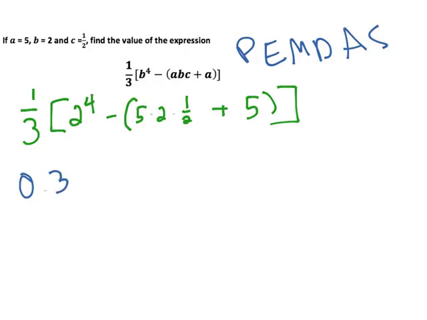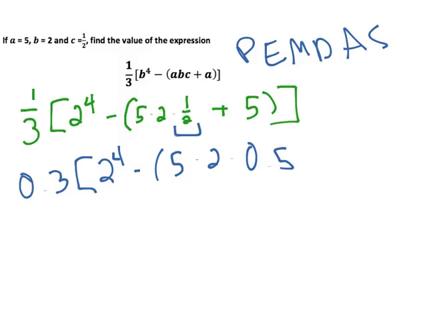And let's simplify this. This is going to be 0.3. We're going to turn that fraction into a decimal. And then you're going to write 2 to the 4th minus 5.5 times 2 times 0.5, because 1/2 in your calculator is 0.5, plus 5.